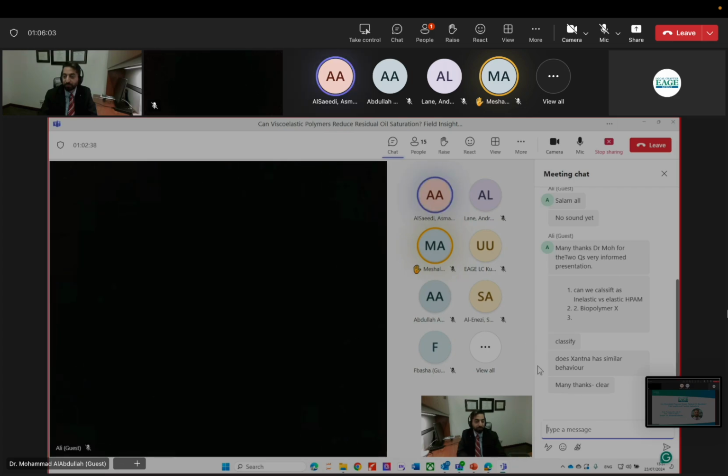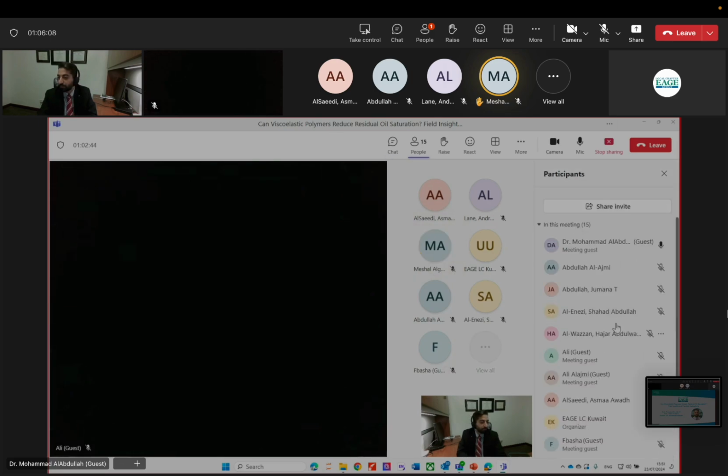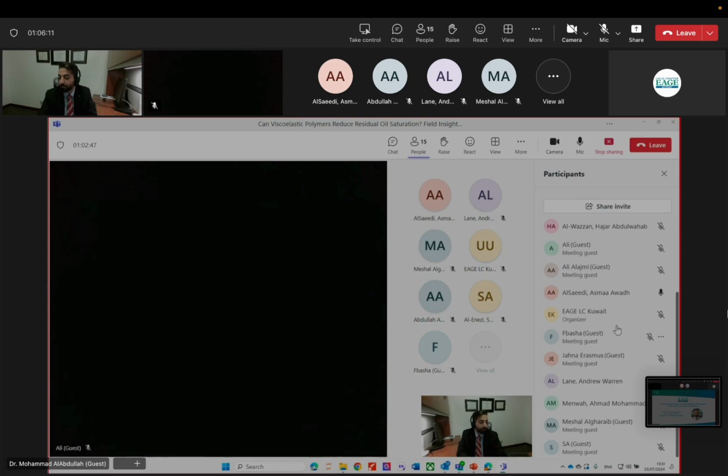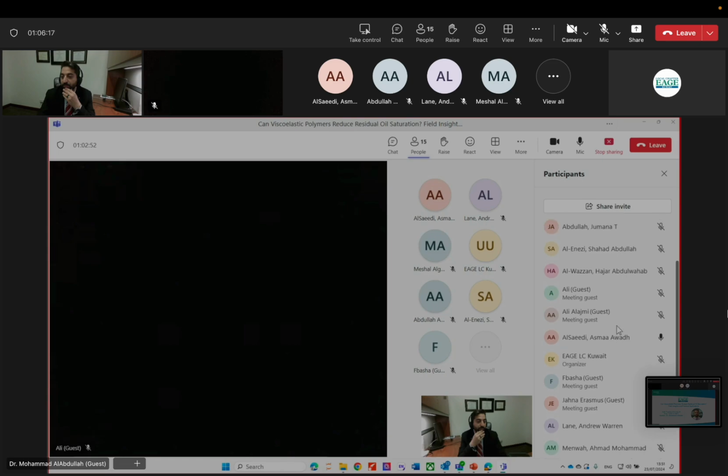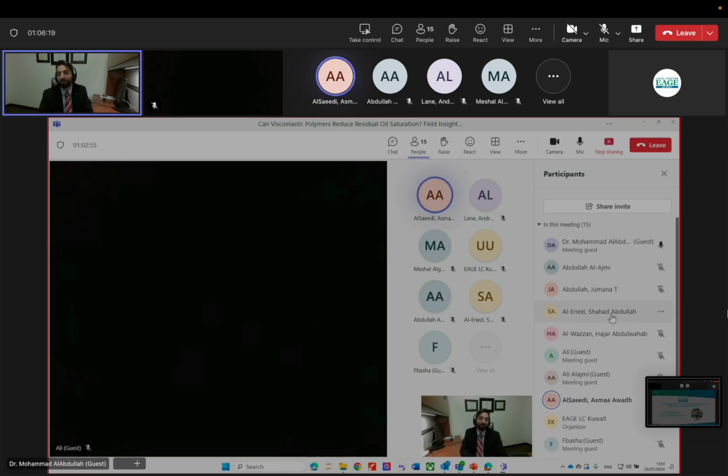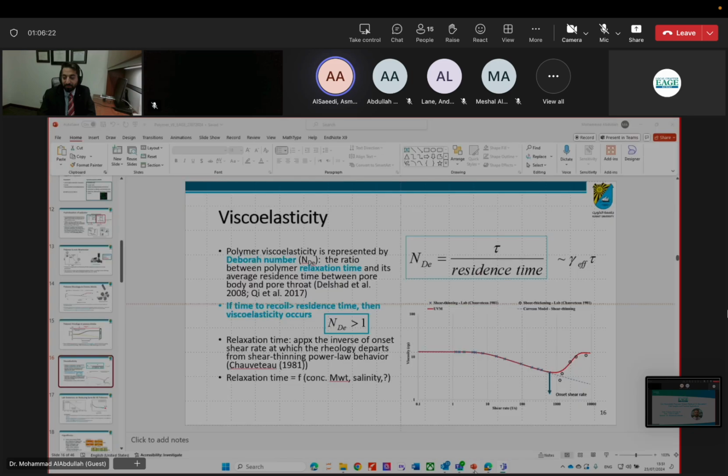Any more questions? I have a question, Doctor, for you. Sure. Is it applicable to use them in siliciclastic and carbonate rock? And does the wettability affect the role of those polymers? And for the saline formations, for example, here in Kuwait, if it's 230,000 ppm, can we use them?